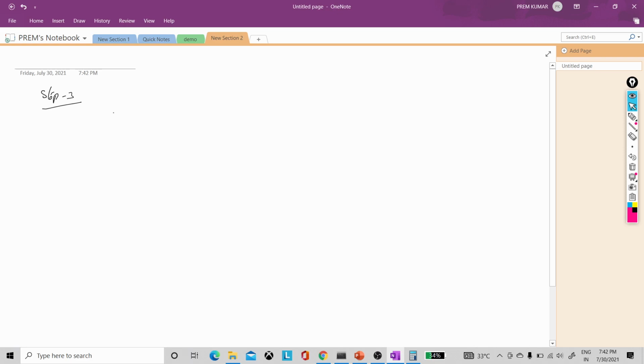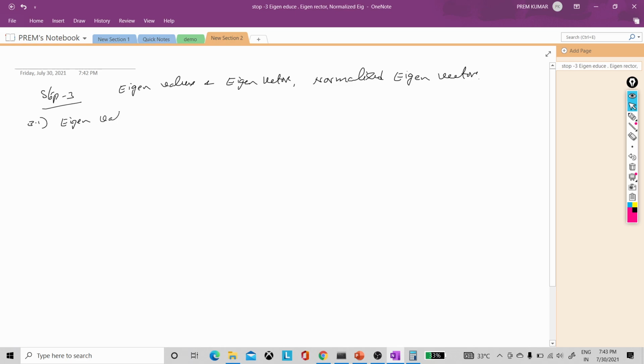Step 3, now we have to calculate the eigenvalues and eigenvectors and normalized eigenvectors. So first we have to calculate the eigenvalues. So how to calculate the eigenvalues? We have to find the eigenvalues.